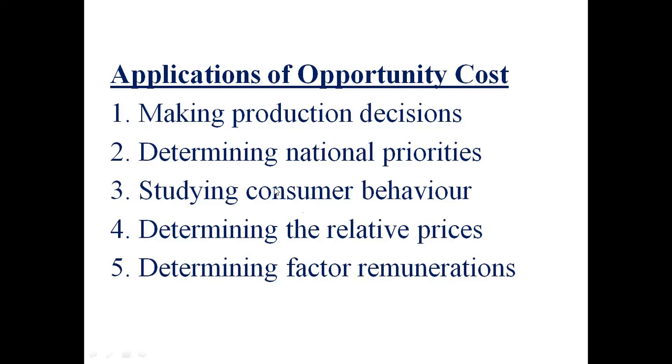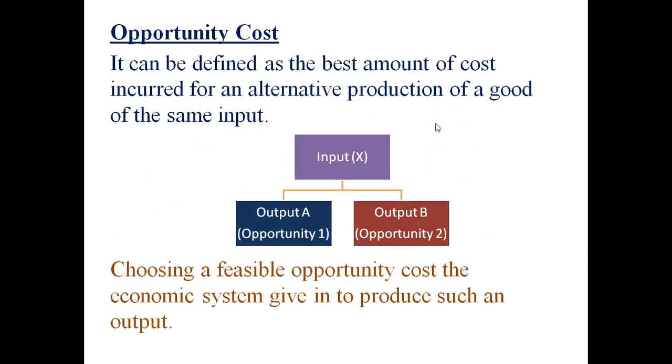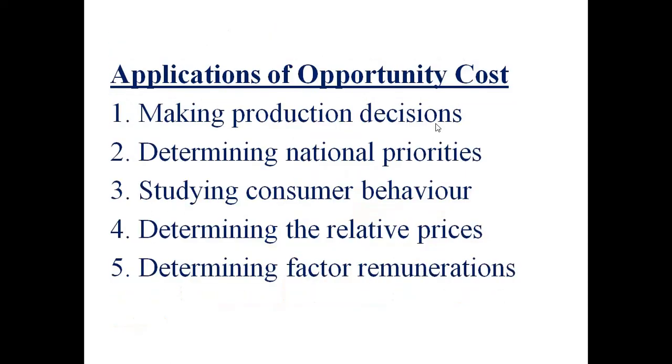I hope you have understood this. Let me just tell you in brief one more time. Number one, making production decisions. It will help you to solve the problem of choice, whether to produce output A or output B, and determine the national priorities, whether to use the available resources for the production of the urgent or the utmost need items.